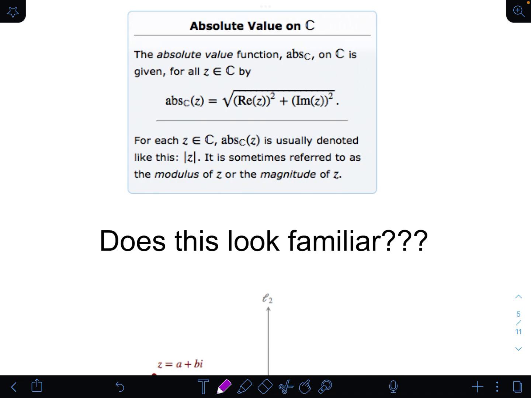I wanted to skip to this section on the notes I posted today. I want to talk about this, the absolute value on complex numbers. This is something I will ask you to do on the upcoming test.